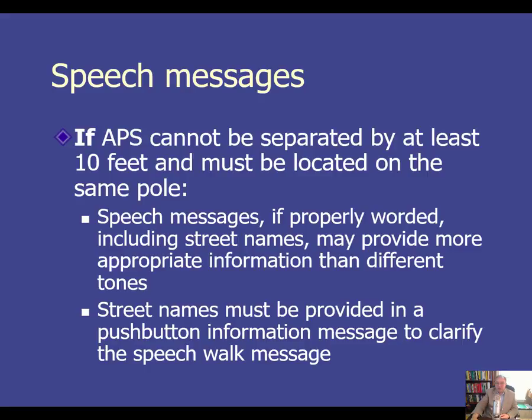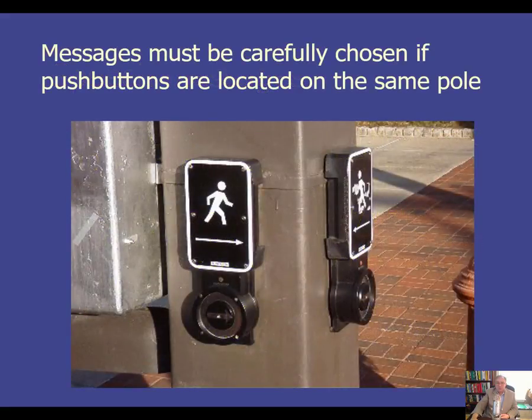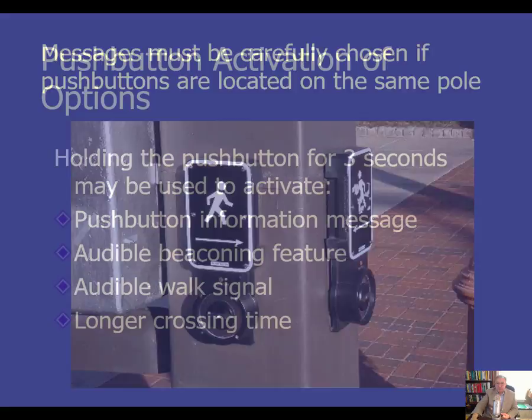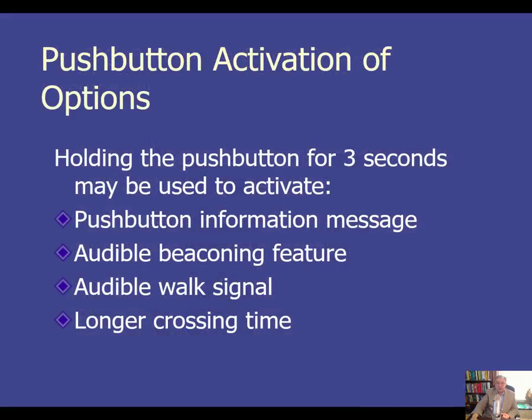If the APS can't be separated by at least 10 feet, it must be located on the same pole. There can be some confusion, and so we have to be careful of this. The messages have to be really distinguishable for the different streets, or it becomes a problem.